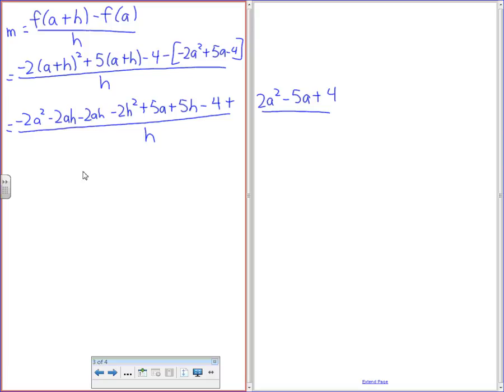What cancels, Calvin? The negative 2a squared and positive a squared. Okay, yeah. Anything else? Negative 5a and 5a. Yeah. Anything else? Now, thank you, Calvin, and I'll neaten that up in a sec.